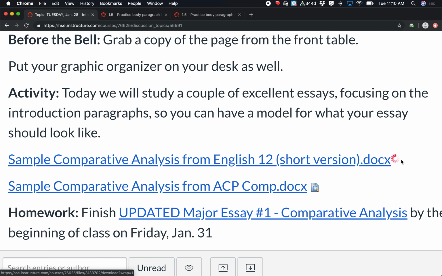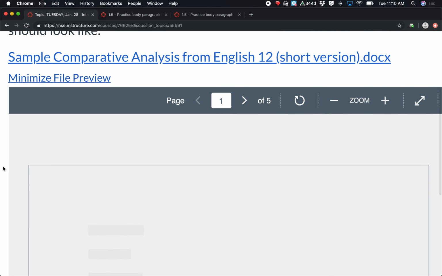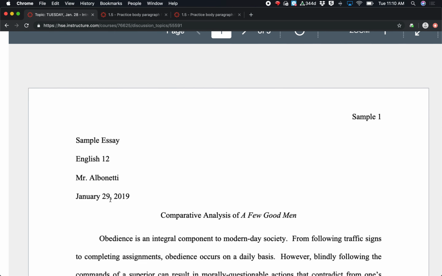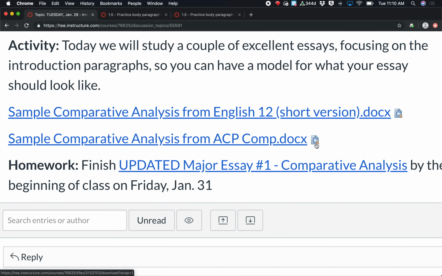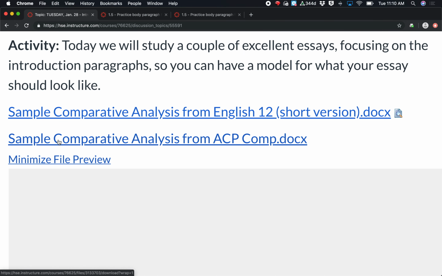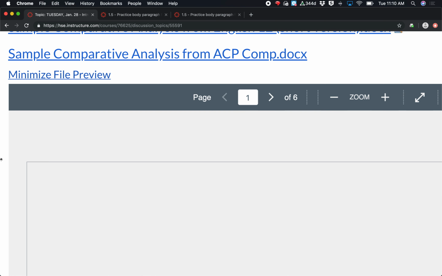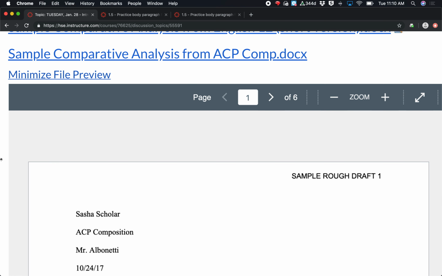The one that says short version, I think that's Sasha Scholar's. Sure enough. And then this other one is Evan Example's, I believe. I may have those flipped. Either way, both essays are on Canvas.